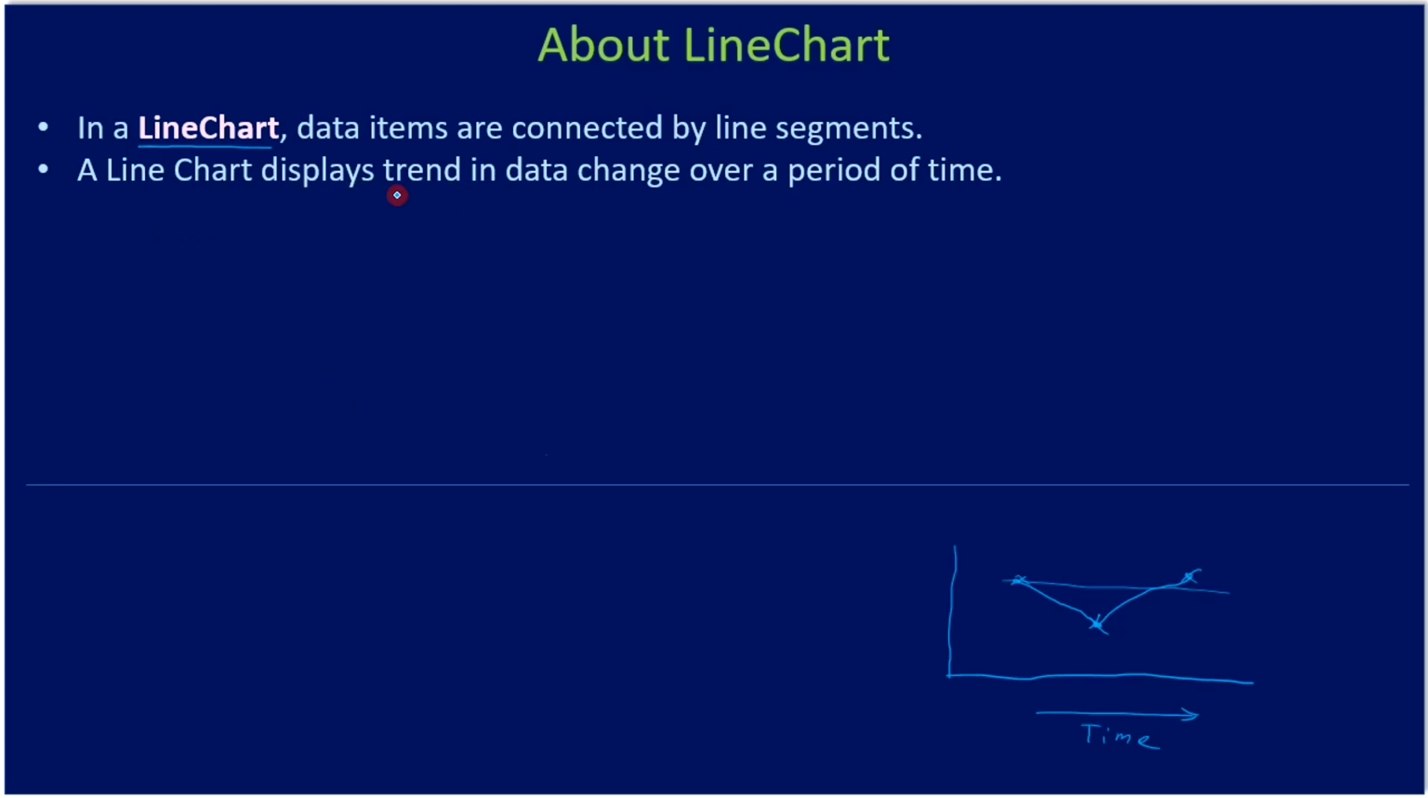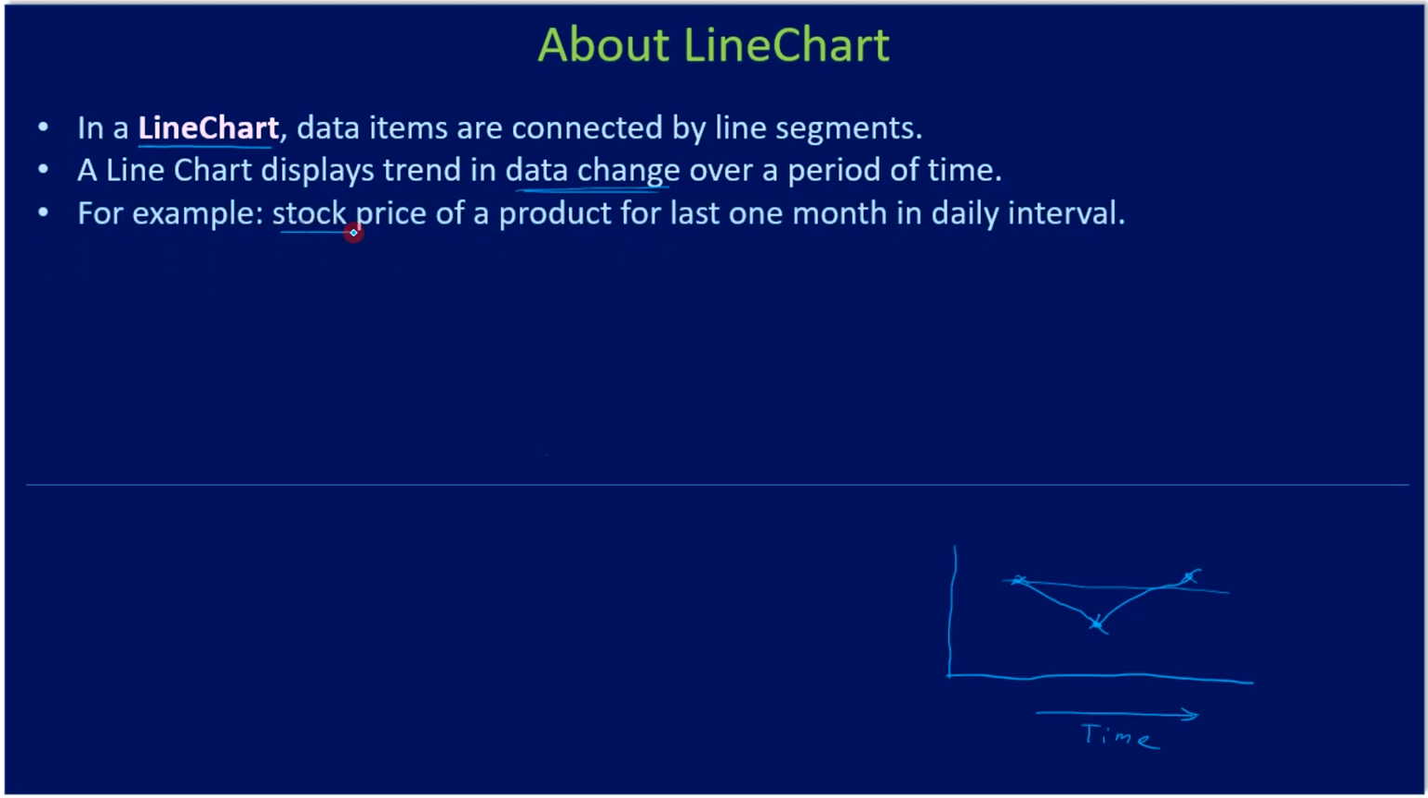A line chart displays trend in data change over a period of time. For example, stock price of a product for the last 1 month in daily interval. So that's the change. Stock price is the change and the interval is daily based and the total duration is 1 month. So if 1 month contains 30 days, then on a daily basis you can see the change in trend and there will be 30 data points.